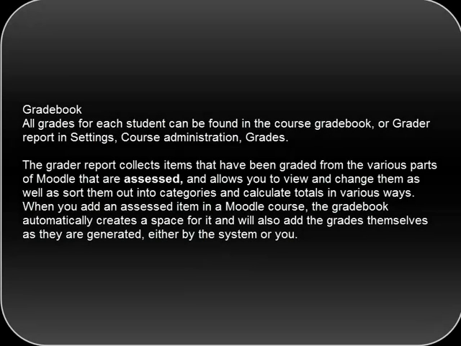For the gradebook, all grades for each student can be found in the course gradebook or grader report in settings, then course administration, and then grades. The grader report collects items that have been graded from the various parts of Moodle that are assessed, and that allows you to view and change them as well as sort them out into categories and calculate totals in various ways. When you add an assessed item in a Moodle course, the gradebook automatically creates a space for it and will also add the grades themselves as they are generated, either by the system or you can do it yourself.